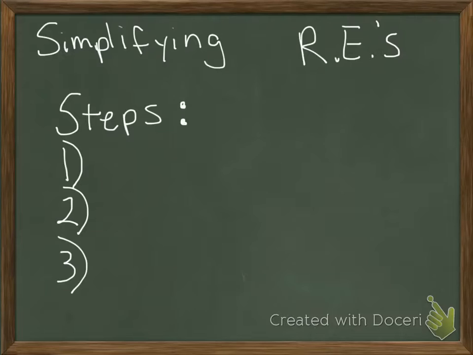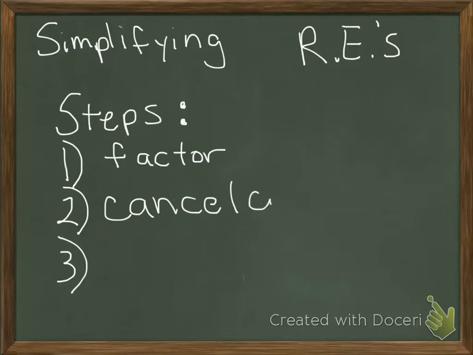When you simplify rational expressions, you're going to have three steps. The first step is to factor each part. The second step is going to be to cancel common terms, and this is going to be terms from the top to the bottom. Cancel common terms from top to bottom.